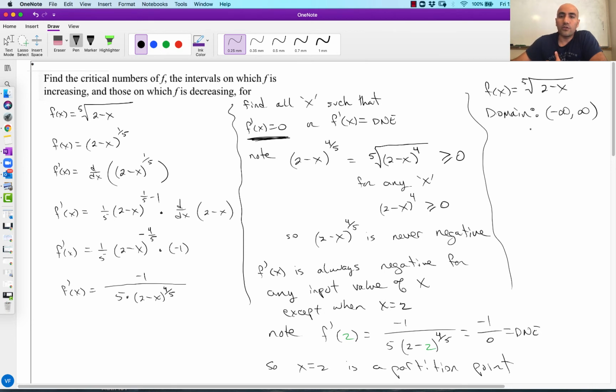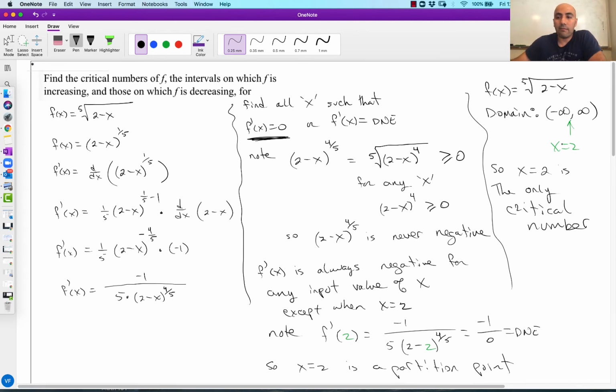And so certainly 2 is in there. x equals 2 is in the domain. So now I can upgrade that point to not be a partition. Now it's a critical number. And it's the only one. So x equals 2 is the only critical number.